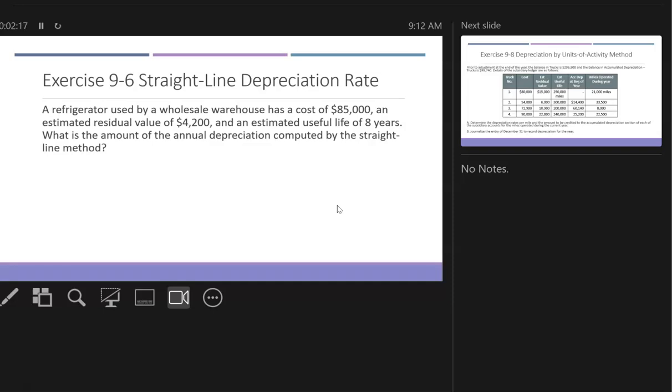How about this one, guys? A refrigerator used by a wholesale warehouse has a cost of $85,000, an estimated residual value of $4,200, and an estimated useful life of 8 years. What is the amount of the annual depreciation computed by the straight line method?